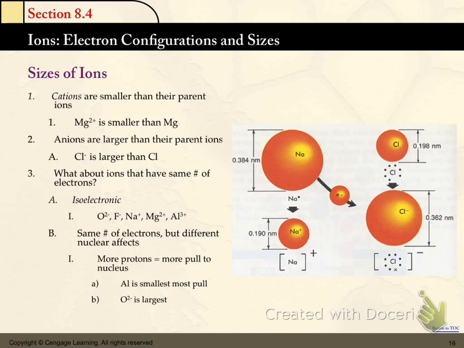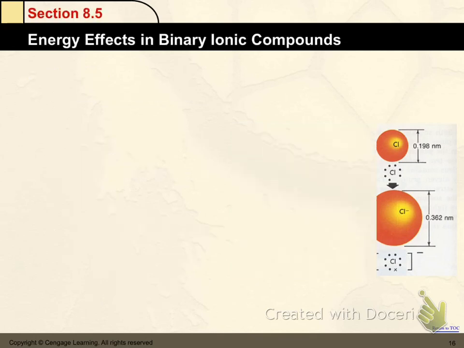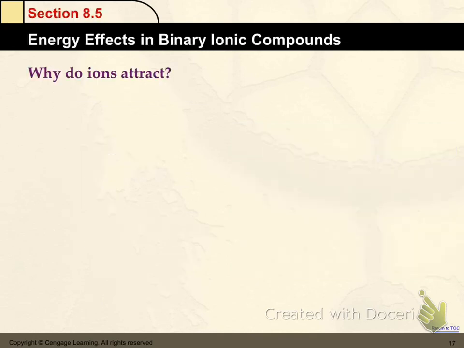All right, so that describes sizes of ions and why ions are different sizes. Now, we move on to 8.5, and we look in 8.5 as to why ions attract each other. That seems like a simple question. Well, Mr. Koenig, ions attract each other because they're oppositely charged and opposites attract. Yeah, but why don't they just like staying as their original elements?